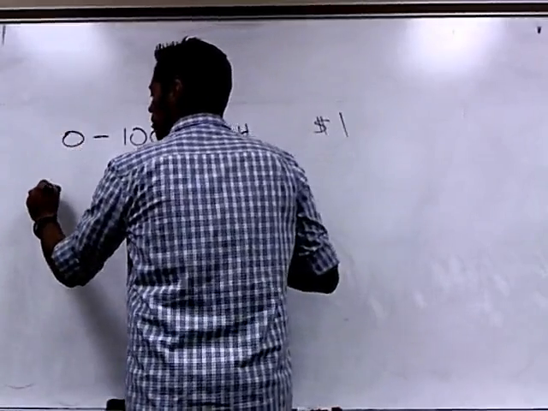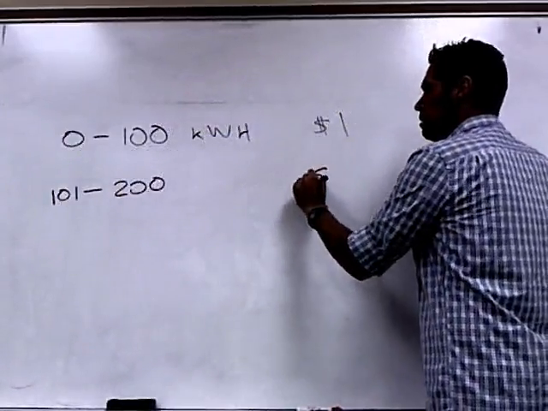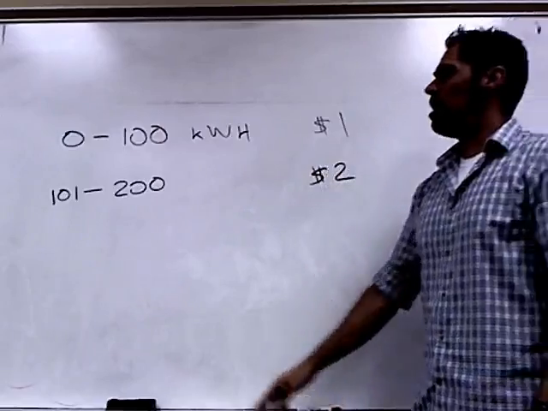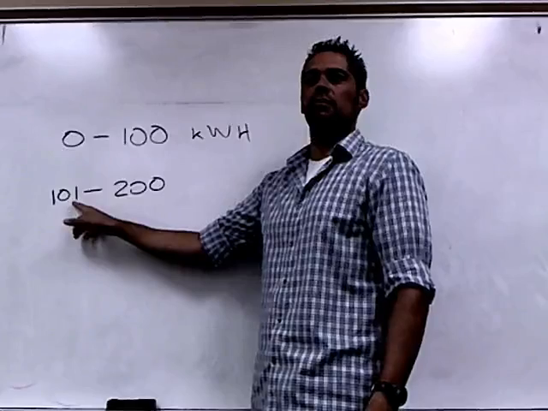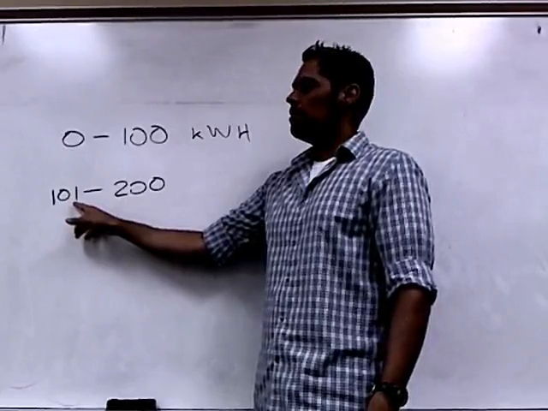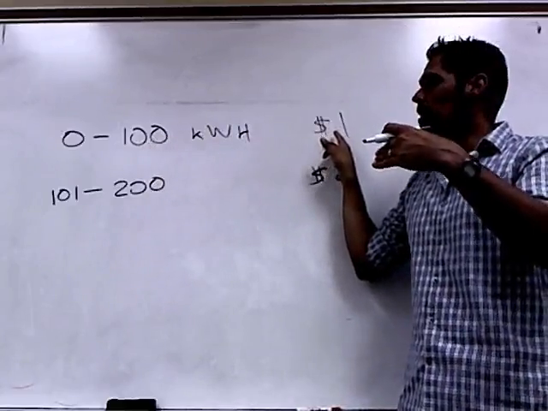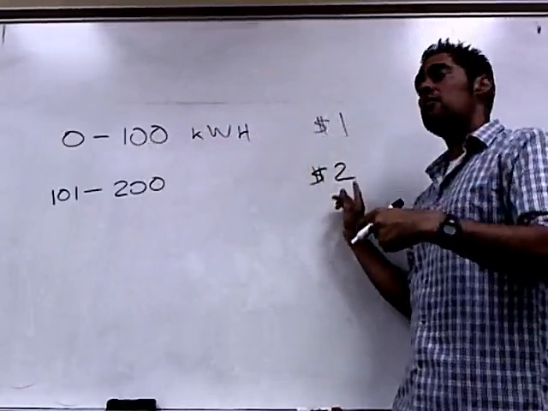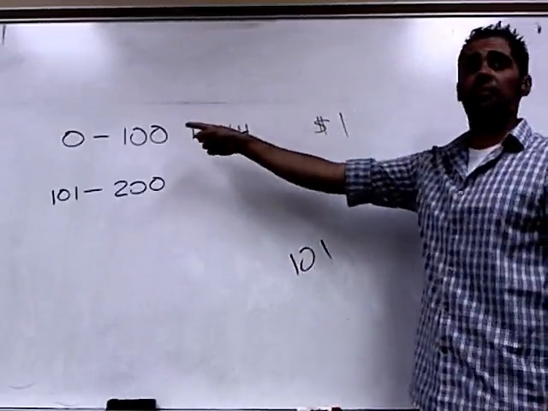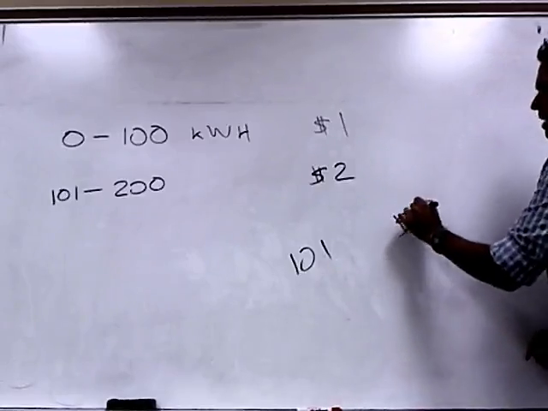But then they say, okay, if you use anywhere between 101 to, let's say, 200, now we're going to charge you $2, right? So what happens if I use 101 kilowatt hours? How much do I pay? Think about it. So how much do I pay for the first 100? I pay $100 for the first 100, right? Now anything over that, I pay now $2 per kilowatt hour. So if I use 101, I pay $100 for the first 100, and then I pay $2 for that extra one. So I would pay $102. Does that make sense? Yes.